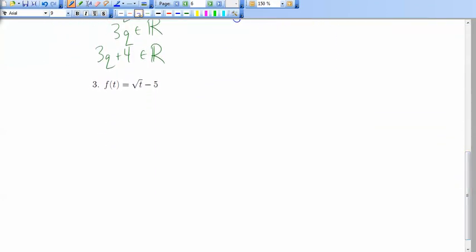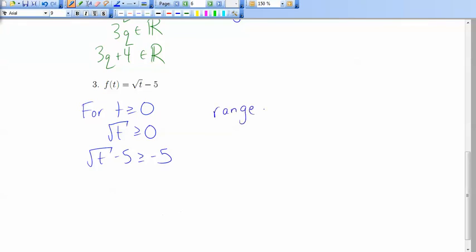For our last one, we know the domain is t must be greater than or equal to 0. It's all the real numbers, 0 included, up to positive infinity. Now, if you square root a non-negative real number, your output is always going to be greater than or equal to 0. If you try in your calculator to take the square root of any number that you're allowed to, you will always get a non-negative answer. So then if you subtract 5 off of that answer, you'll always get an answer that's greater than or equal to negative 5. So our range for this final function will be all the real numbers from negative 5 up to infinity.